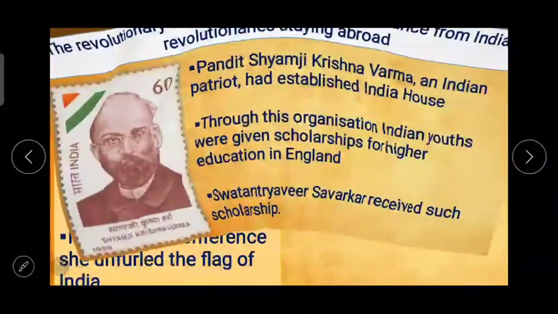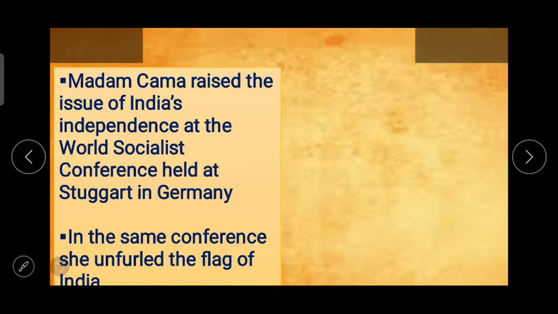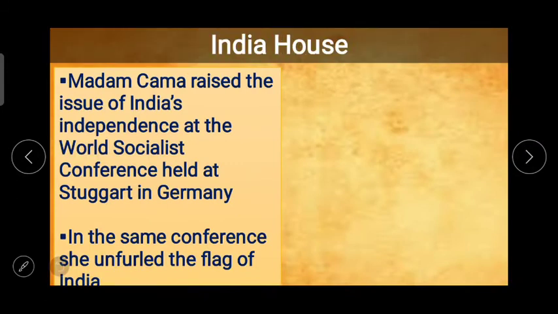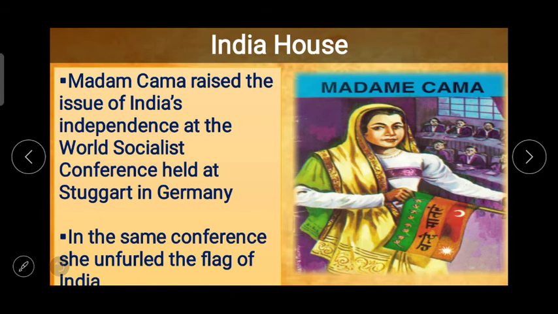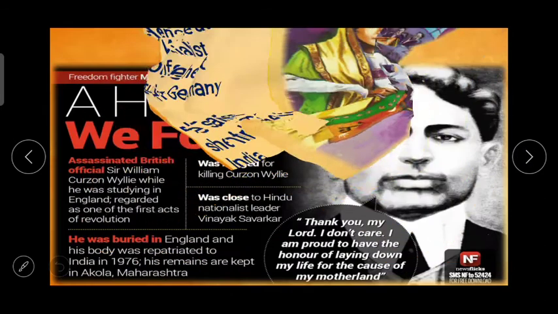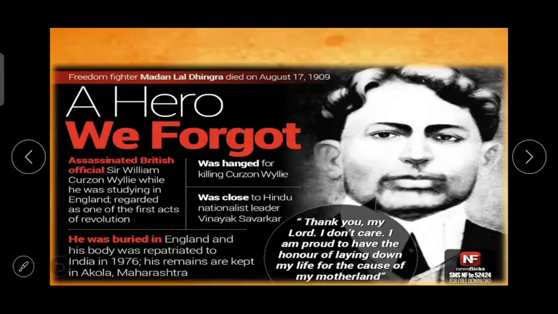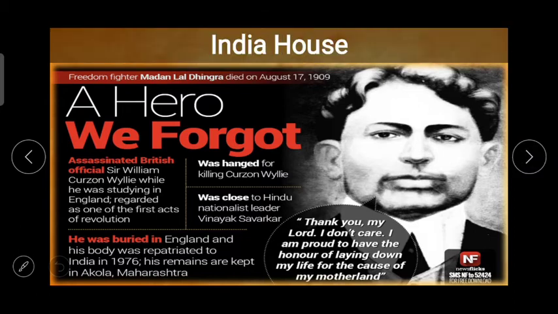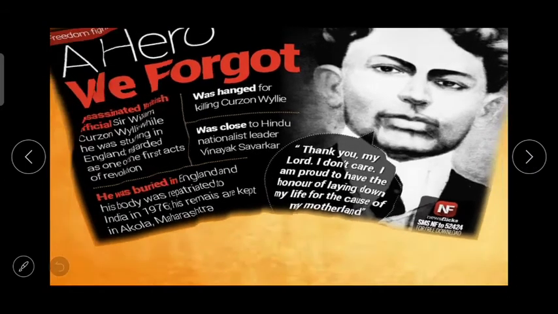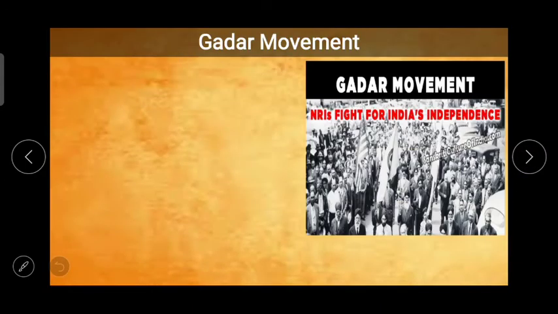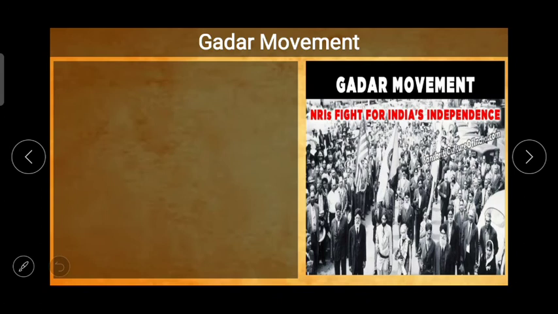then India House, Pandit Shyamji Krishna Verma, who established this organization, and Madam Cama, who raised the issue of India's independence at the World Socialist Conference and unfurled the flag of India. Then Madan Lal Dhingra, who killed Curzon Wyllie, a British officer, due to which Dhingra was hanged to death. And then about the Gadar movement.